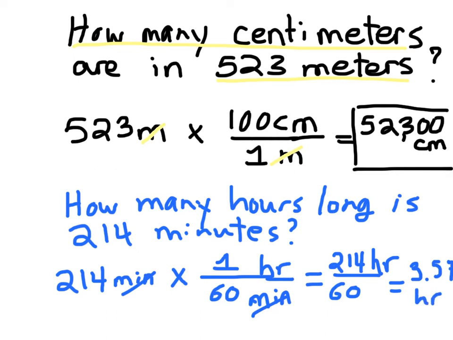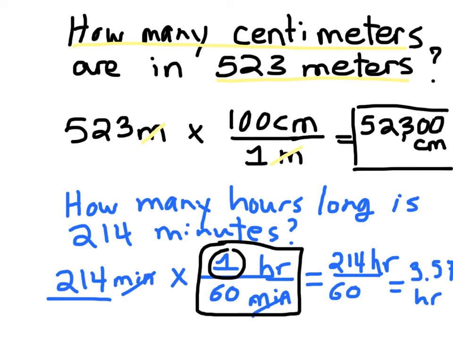But I rounded that to 3.57 hours because I'm only allowed to have 3 sig figs because that's what I started with. You might be thinking that I should only get 1 sig fig because there's only 1 in 1 hour, but you don't count conversion factors in your sig fig calculations because these are exact numbers. They're not measured numbers. This is the measured number. That's what we have to worry about. So our number of sig figs matches that.